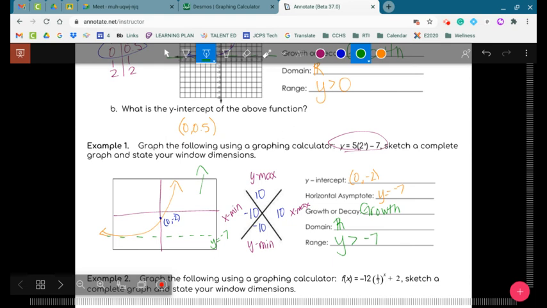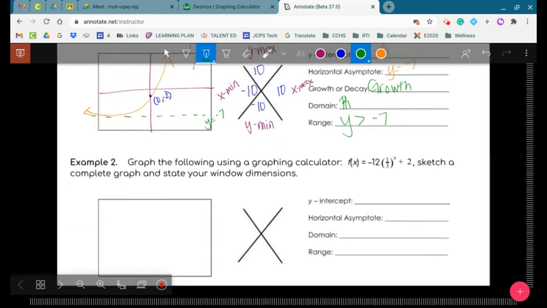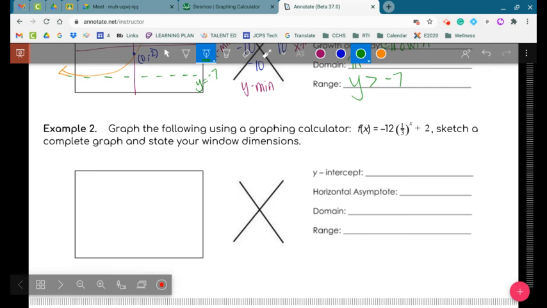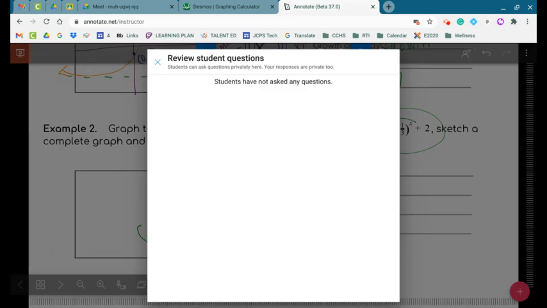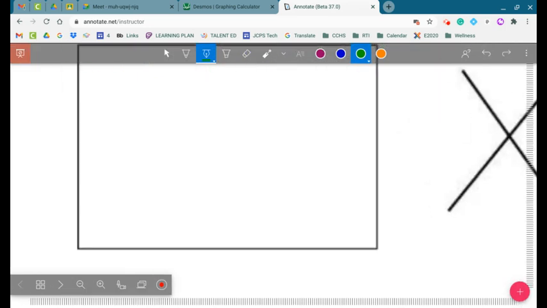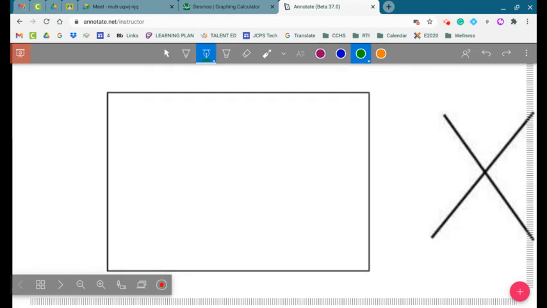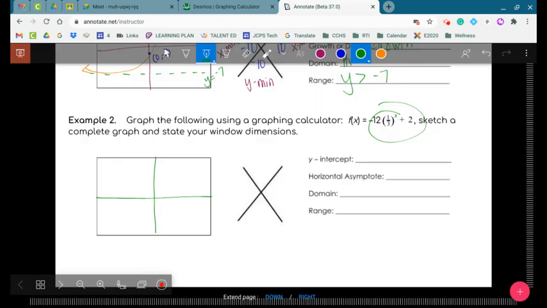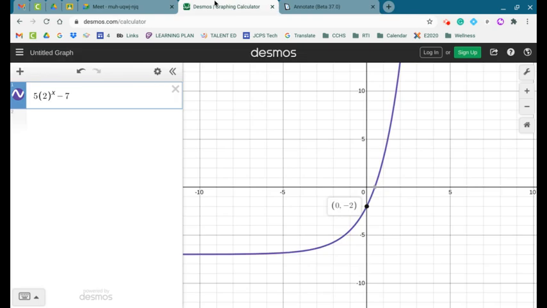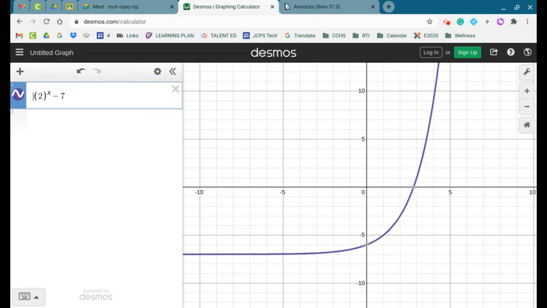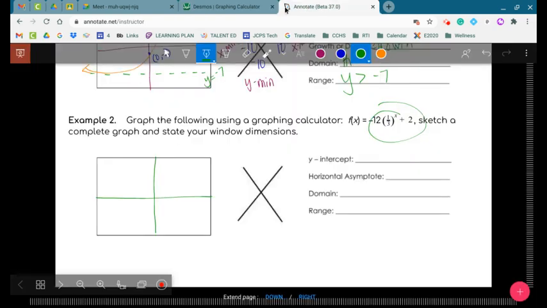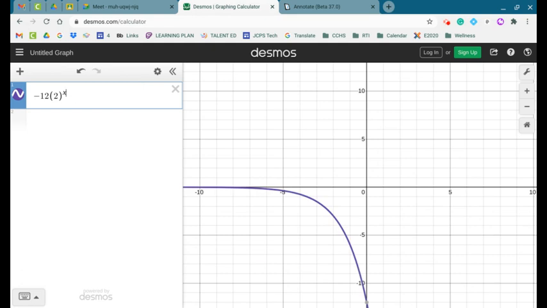Okay, let me know if you guys have any questions on that first problem. Going on to the next one, we're going to do the same thing. So we're going to plug this into our calculator. I'm going to start by sketching my y and then our x. Okay, so we have y equals -12 times 1/3 to the x, and then plus 2.